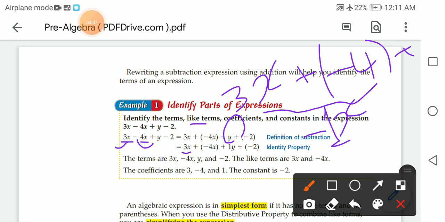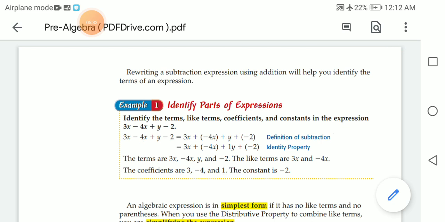Plus negative 2. So this is the definition of subtraction. And here this is the identity property, 1y. Then the terms are 3x and negative 4x, as I told you. The remainder is negative 1x, which means negative x. And I have here y and negative 2. The like terms, as I told you, are 3x and negative 4x. The coefficients here are 3, negative 4, and 1. The constant is only negative 2, without any letters or variables, as you see.